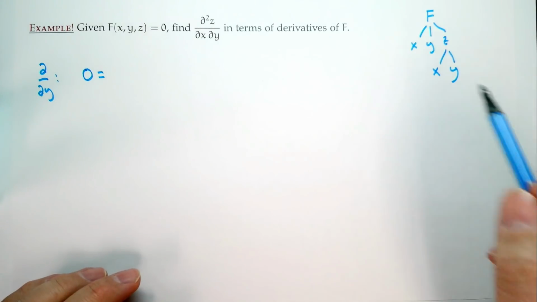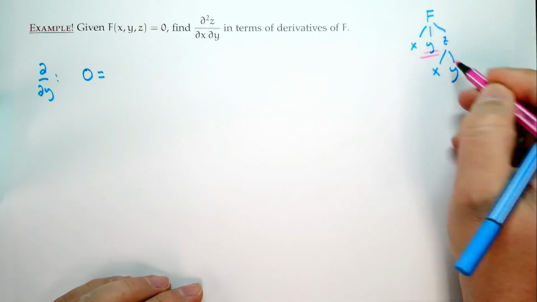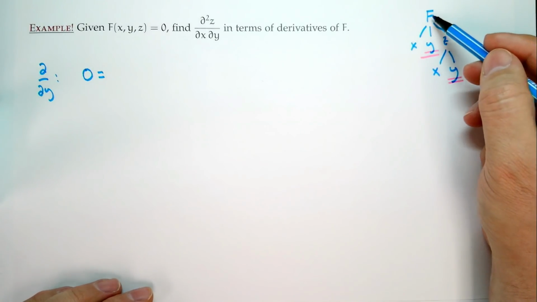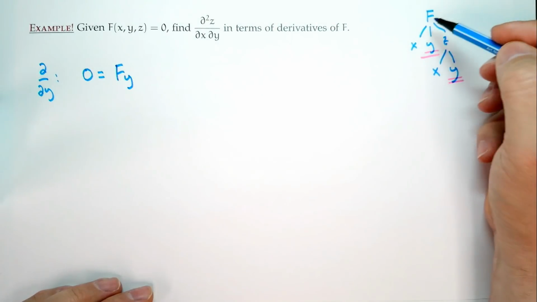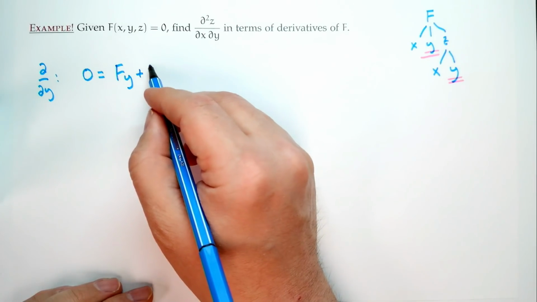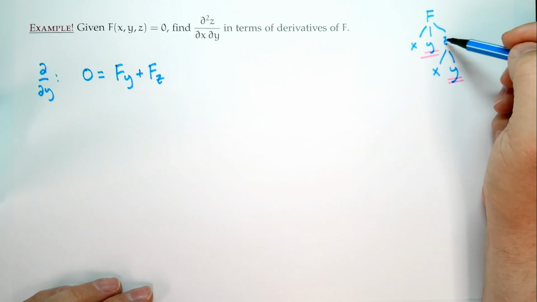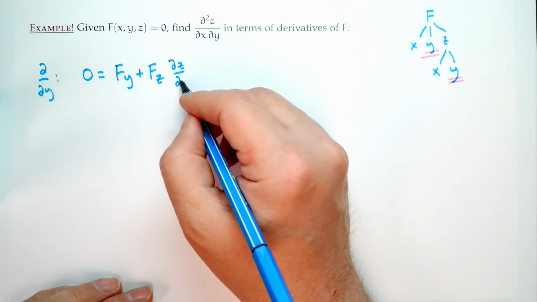If I'm taking the derivative with respect to y, I come over to my diagram, and I say, well, y shows up twice. So if I'm going to take the derivative with respect to y, I'm going to end up with two terms. So I'm going to have, first off, f sub y, which is this part right here. And then I'm going to add to that f sub z, which takes us to here, and then the derivative of z with respect to y, which is partial z, partial y.